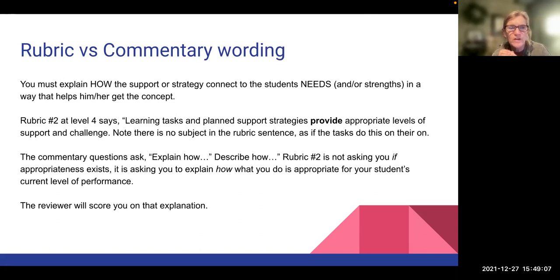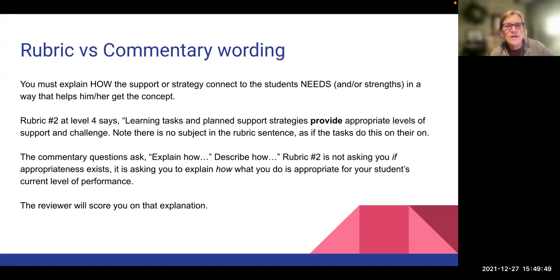I want to note that the commentary and the rubric, so you're advised in the student handbook to look to the rubric, because sometimes things are missing on the commentary that you can't get credit for if you don't pull it from the rubric. But sometimes when you look at things on the rubric, it sort of acts as if there's no subject there. There's no you there who's devising an instructional plan. So it'll say something like, the learning tasks and plan support strategies provide appropriate levels of support and challenge. It's like they do that by themselves and you're not engaging with it. But in actual fact, in the commentary, it asks you to explain how, like, how do your strategies provide appropriate levels of support?